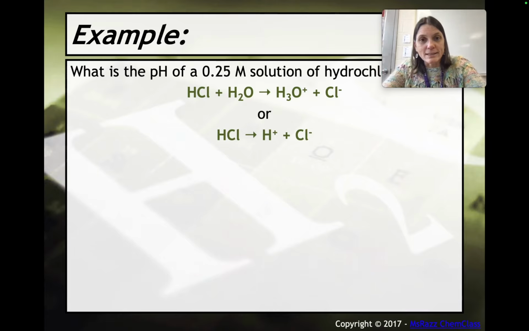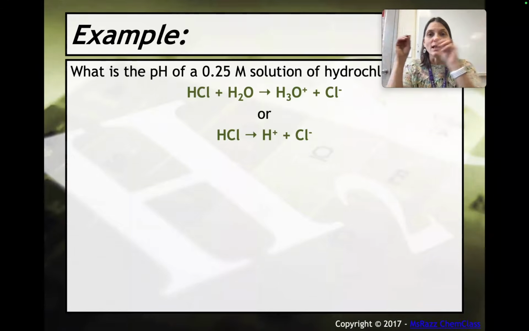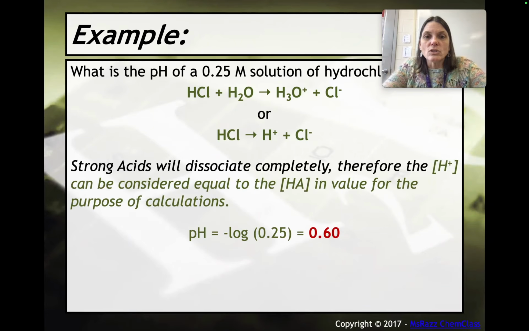Or you could just write it like this: HCl completely dissociates into H plus and Cl minus. Both of those equations say the same thing. You can pick which one you like. For our pH calculation, it's pretty simple because the original concentration of the acid is equal to the H plus concentration, because it's a 1-to-1 mole ratio. So all we've got to do is take the negative log of the acid concentration when it's a strong acid, and that gives us the pH. And notice how low the pH is, because it's a strong acid, so we would expect it to be pretty low.